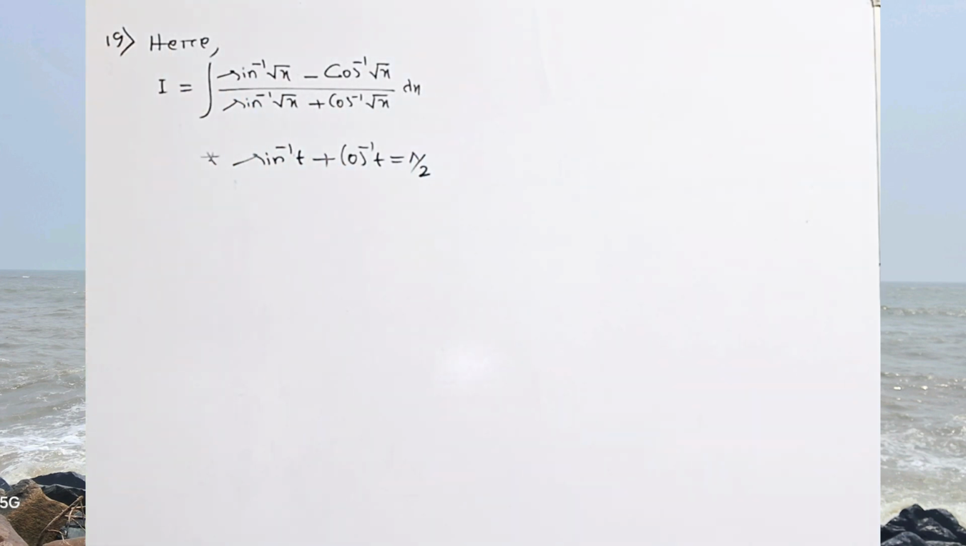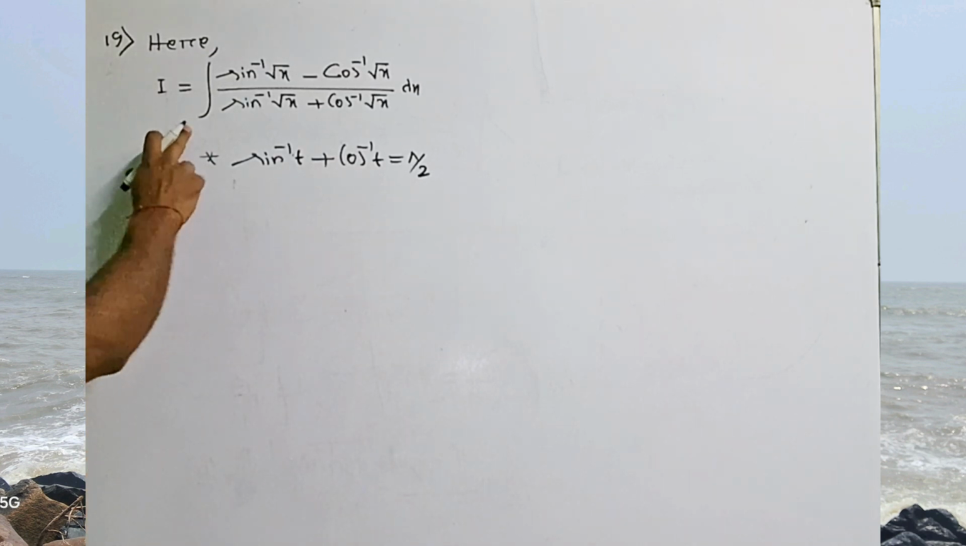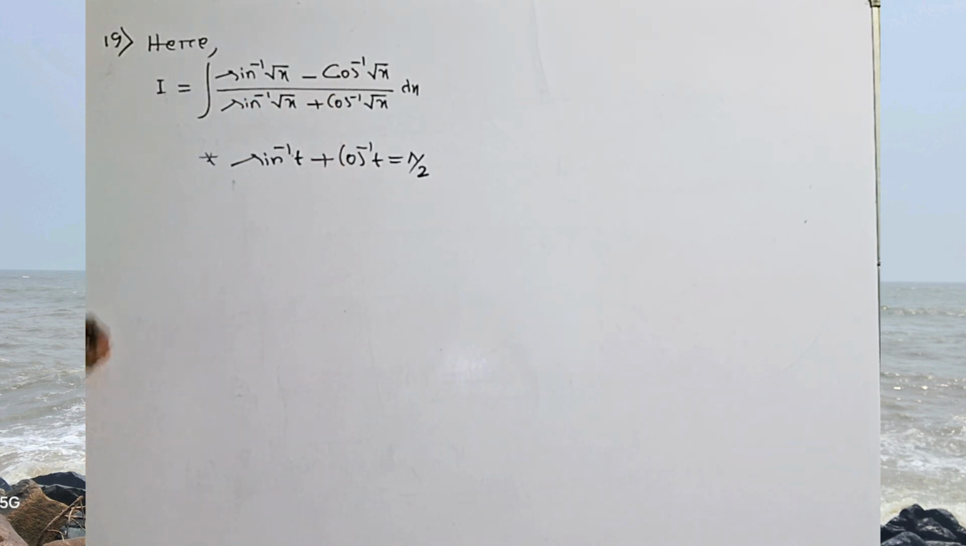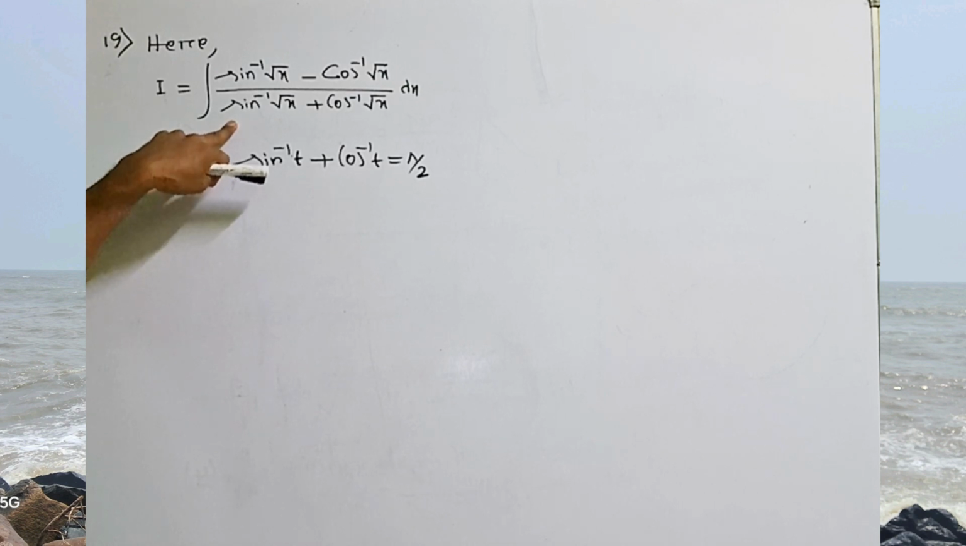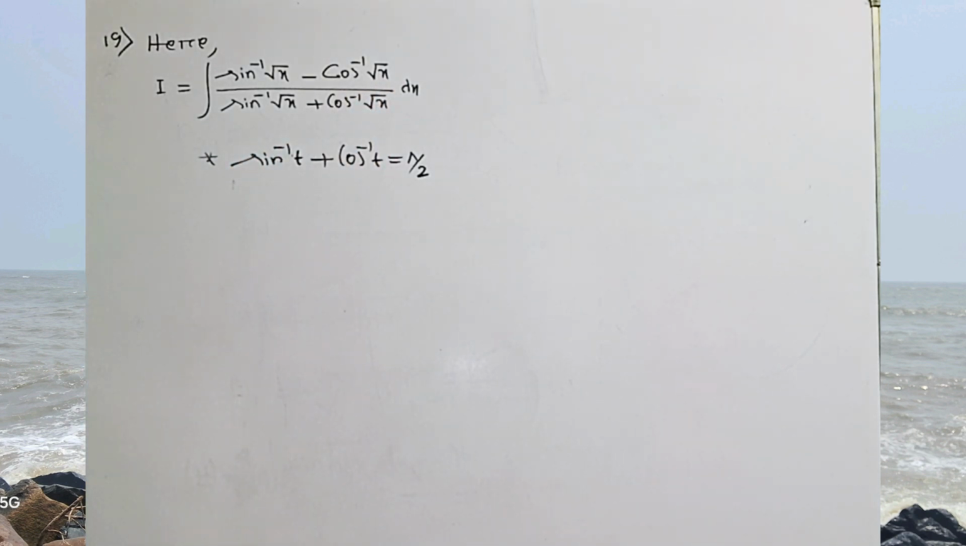Class 12 Mathematics, we are solving the miscellaneous exercise of chapter 7, that is your integration. And now we are going to take question number 19. Here, integration of (sin inverse root x minus cos inverse root x) divided by (sin inverse root x plus cos inverse root x) with respect to x.